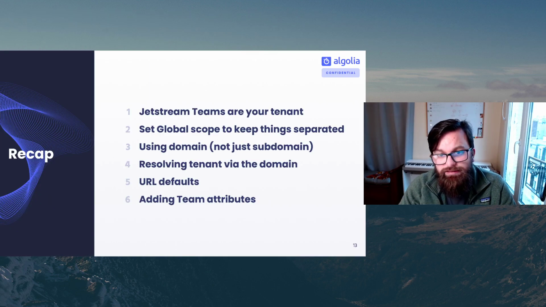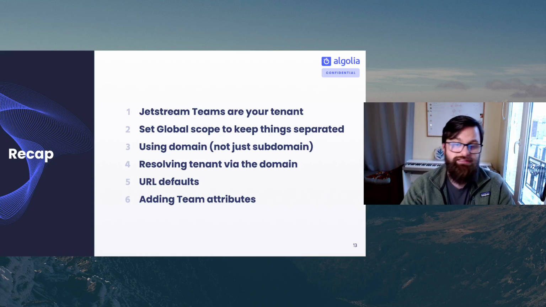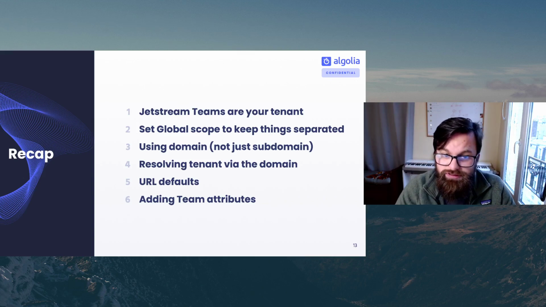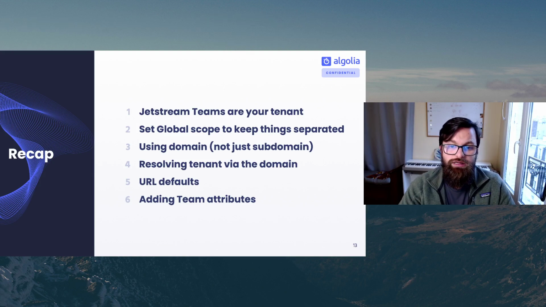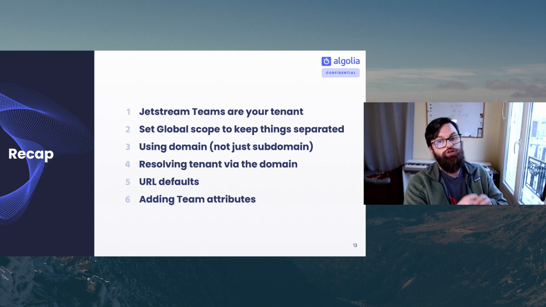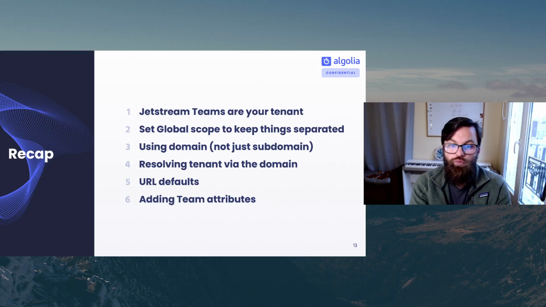If I go over what we did, we use JetStream teams as a tenant, and you get the tenant switch at the top, everything works out of the box with JetStream. You get a global scope to keep things separated, so you make sure you don't leak data. We use domain and not just subdomains with the little where trick, and also the route attribute to implicit bindings. We resolved a tenant via the domain, and you do this and you have the tenant everywhere. URL defaults, very handy helper, very important if you don't want to repeat yourself every time you use the route helper.